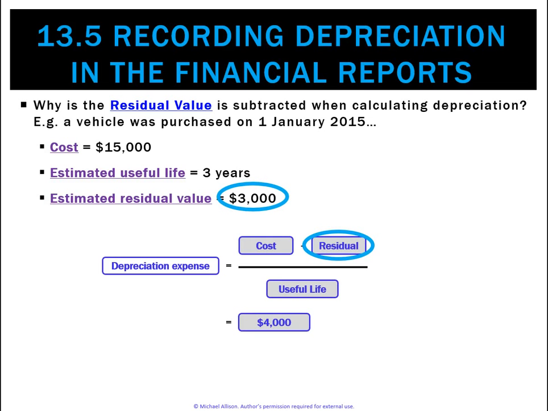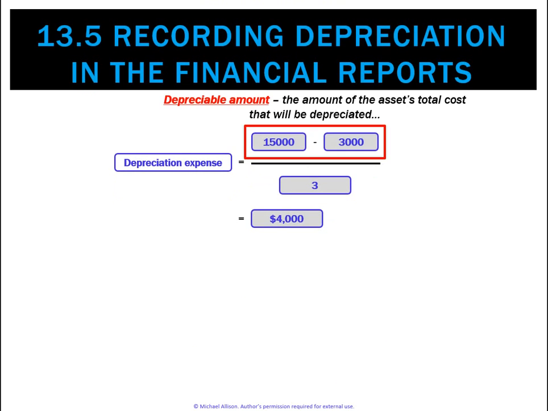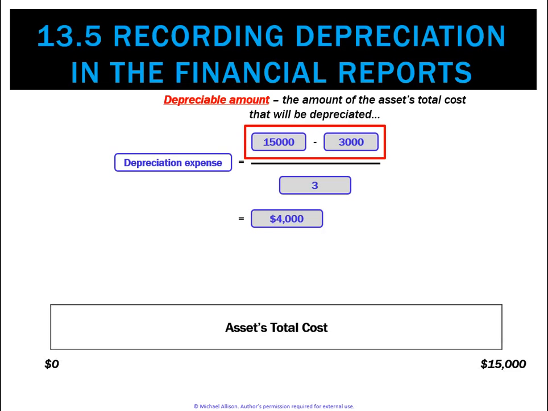Why is the residual value subtracted when calculating depreciation? So why are we doing that? Well, it's basically because that's the part we're never going to use. So because we're never going to use that part, we're going to sell the asset for $3,000. We shouldn't be able to depreciate it. So that's why the part on the top line of the depreciation equation is called the depreciable amount.